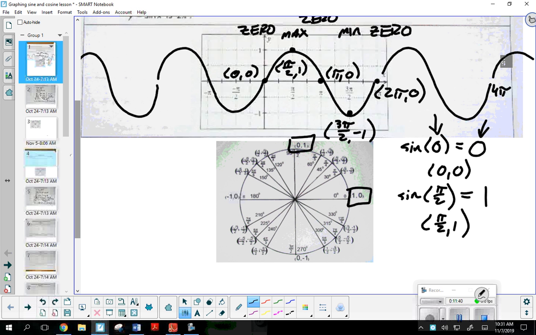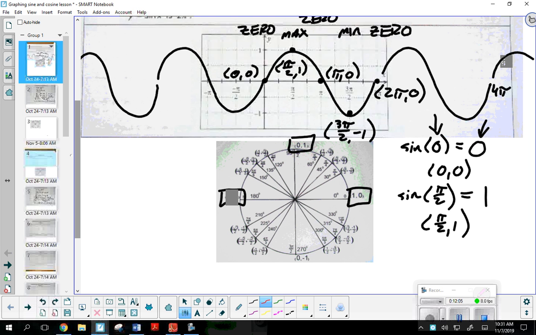Thank you. Okay. And so you can continue that all the way around. For the next 0, we had pi. So if I look at pi, what's the y value at that location? 0. But remember, these graphs are continuous. So it's not just these main degree measures and radian measures that we're looking at. It's any of them. In fact, let's take a look at one that we didn't go ahead and graph.